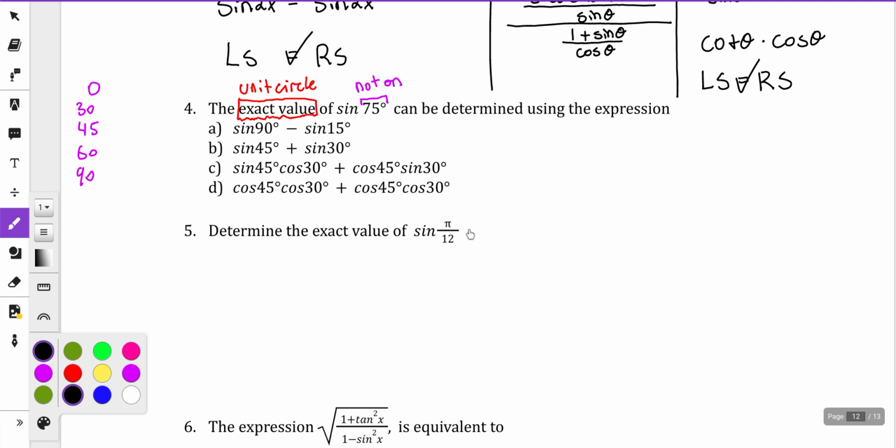So what we would want to do is take this sine 75 and rewrite it like this: sine of 45 plus 30. Those are both values that are on your unit circle. Notice that I didn't write sine 45 plus sine 30. I put sine of 45 plus 30, and the 45 plus 30 is in the brackets.